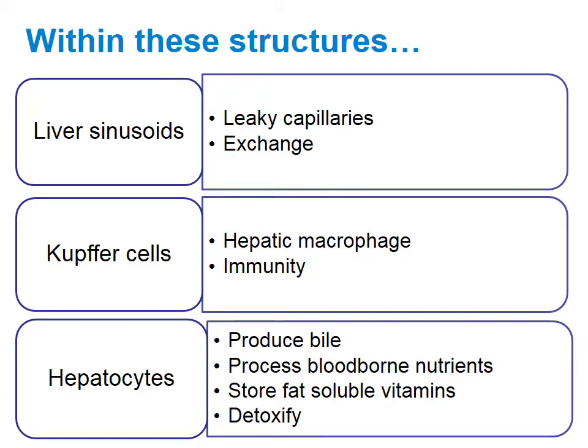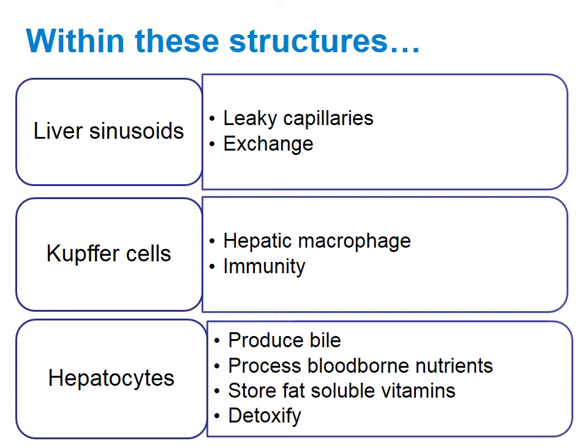Liver sinusoids, highly permeable capillaries. They allow for the hepatocytes to easily secrete plasma proteins into the blood, as well as to process blood-borne nutrients. Kupffer cells are fixed macrophages for immunity. The hepatocytes have a lot of functions. Only a few are listed here.